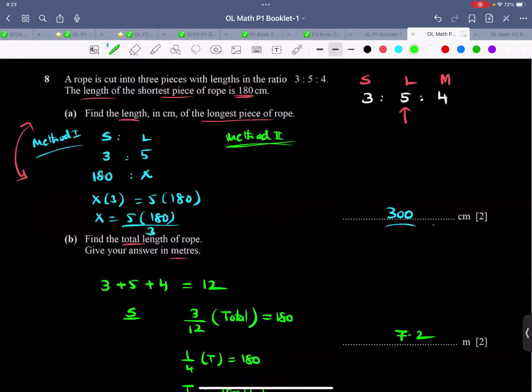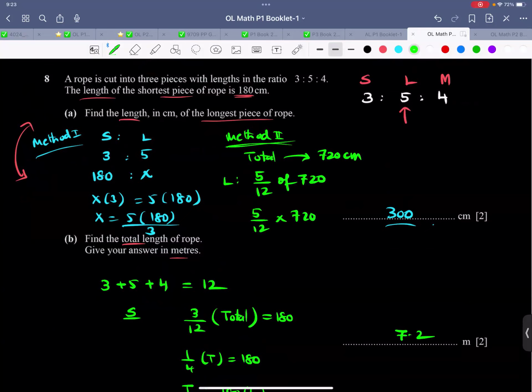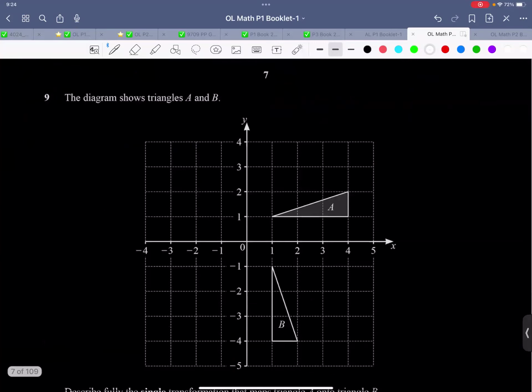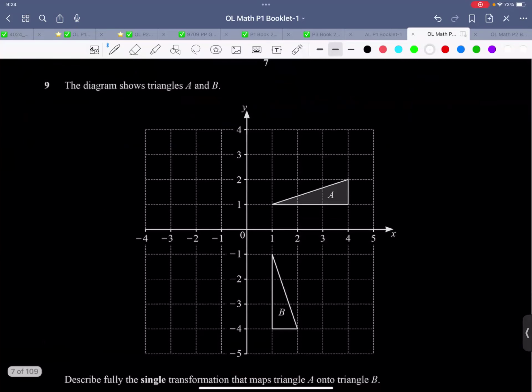Based upon this, I can start with method 2. So the total length is 720 centimeters, and the largest is 5/12. This is the largest, 5/12 of 720. So 12 60s are 720, and 5 into 60 is 300. This is another way of getting the same answer. Two questions are done.